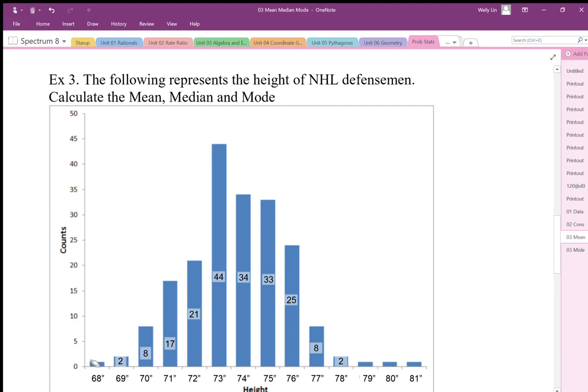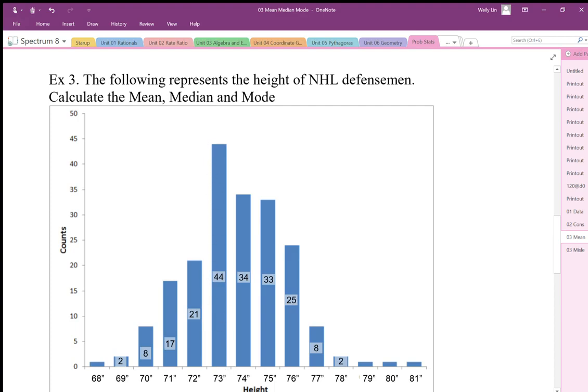So this is 68 inches, which is 5'8". 72 inches is 6 feet. This is 6'6", so pretty tall guys. So here is 6'1", that looks to be the most frequently occurring.